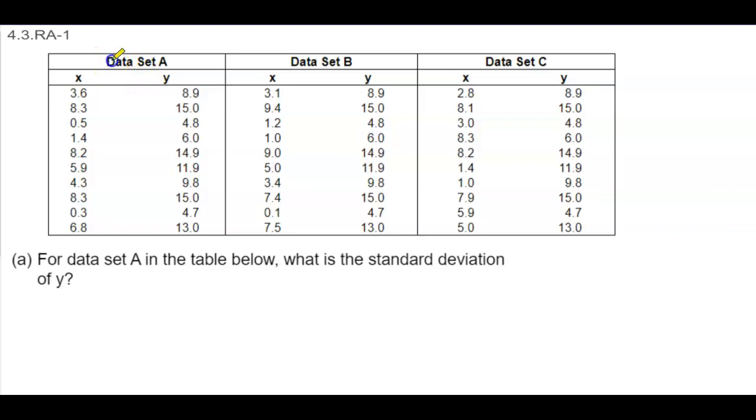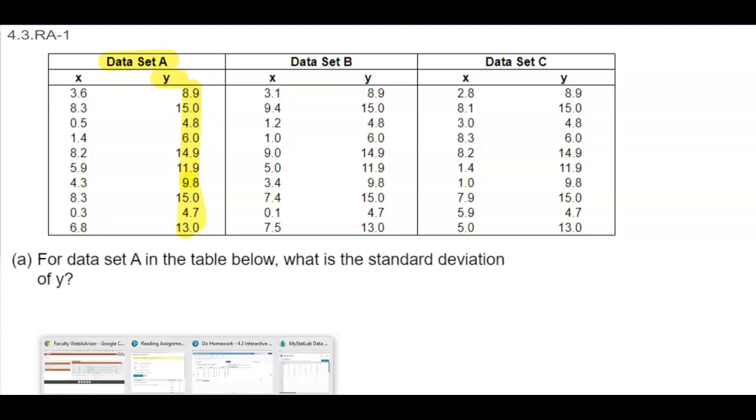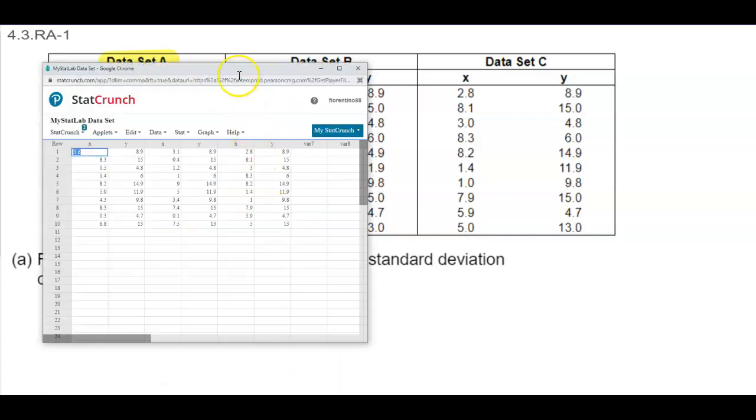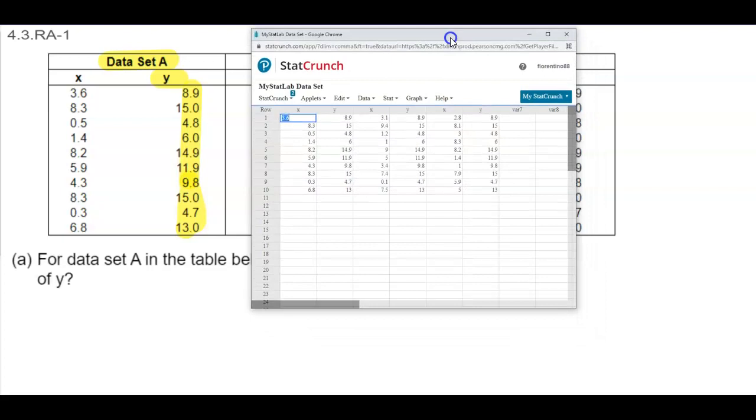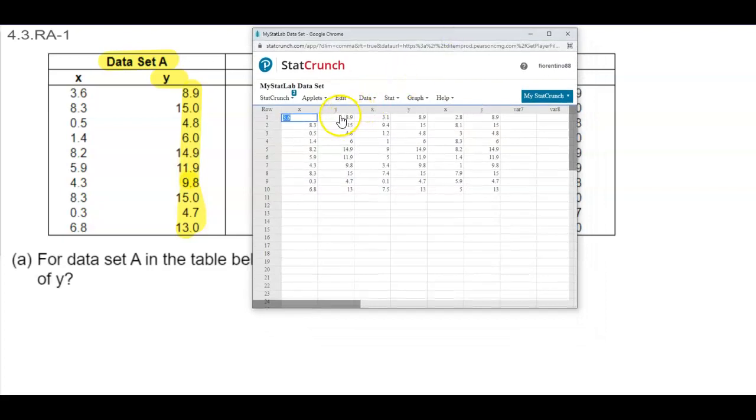We want to find in data set A what the standard deviation is for this set of data here. Okay, so let's go ahead and open this up in StatCrunch. So here's our data. We opened it up in StatCrunch. Again, we're looking at this column here.